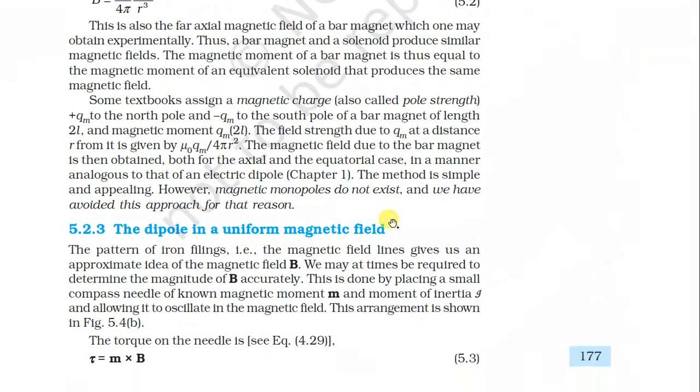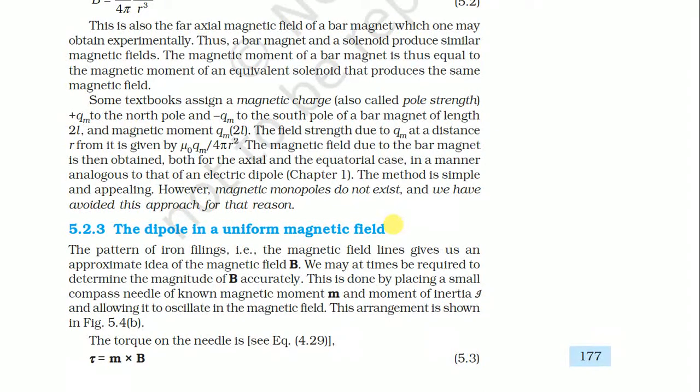The iron filings along the magnetic field lines give an approximate idea of the magnetic field B. We may at times require to determine the magnitude of B accurately. This is done by placing a small compass needle of known magnetic moment M and moment of inertia I, and allowing it to oscillate in the magnetic field. So this arrangement is shown.